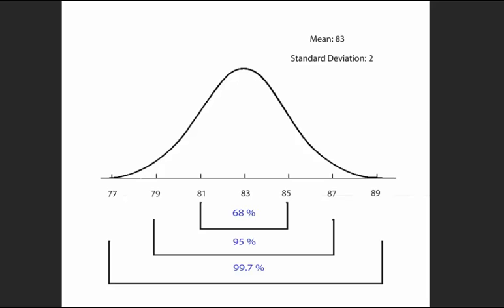So from this model, we can answer a couple different basic questions about our data. For example, the likelihood that if we selected a random student from the class, that they had a test score between 79 and 87 would be 95%. Or we could expect to see 34% of students in the class to have a score between 81 and 83. So this concludes our brief introduction into the normal model.